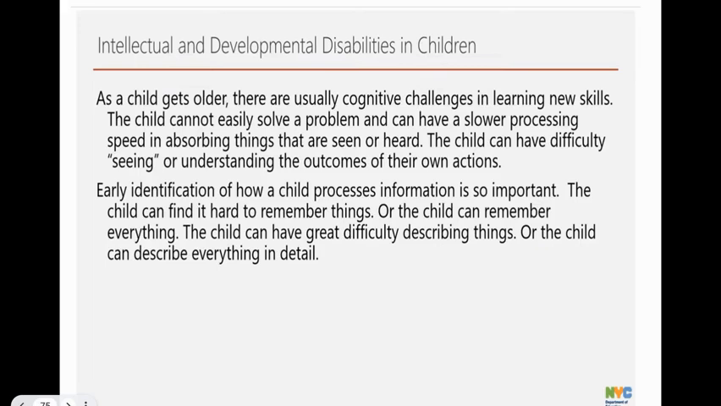We know that when children have intellectual and developmental delays or disabilities, there are challenges with them learning new skills. They may have a slower processing speed, and they can have difficulty understanding the outcomes of their own action. So, understanding how a child in your classroom processes information is important. The child may have difficulty describing things. The child may describe everything in detail. The more you know the child, the more you can really assist them when things go wrong in their home lives.